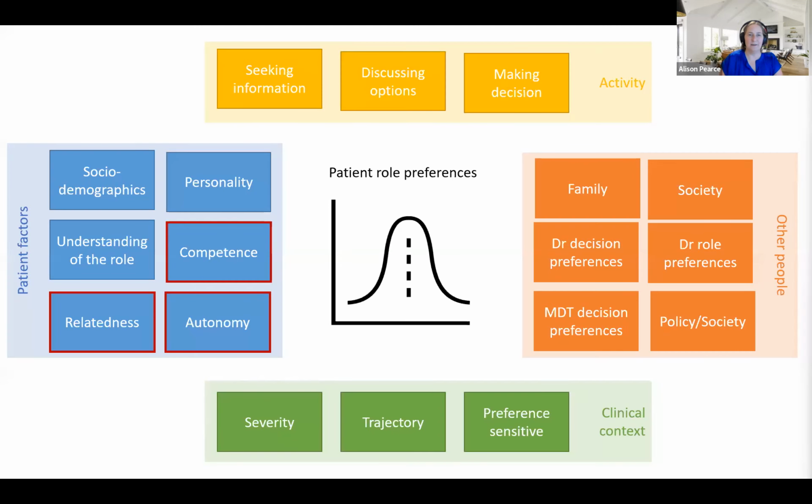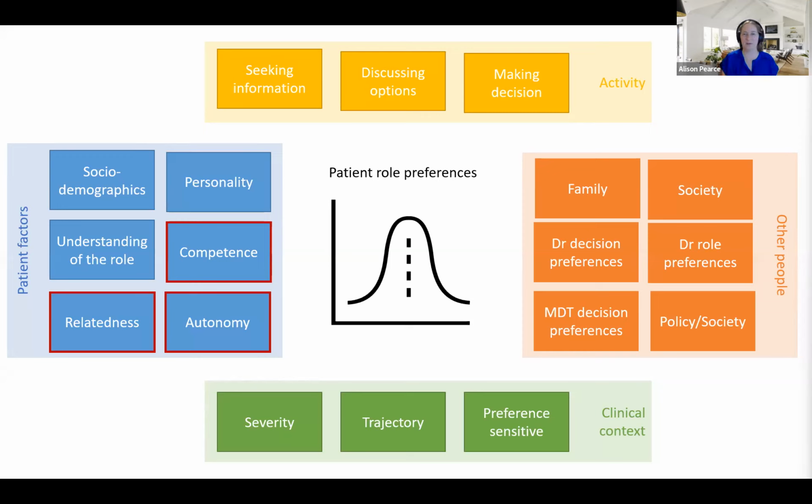So this is my single unifying graphic that we were asked to present. Basically, it shows that I think patient role preferences are on a distribution, and I'll talk about that in a minute.